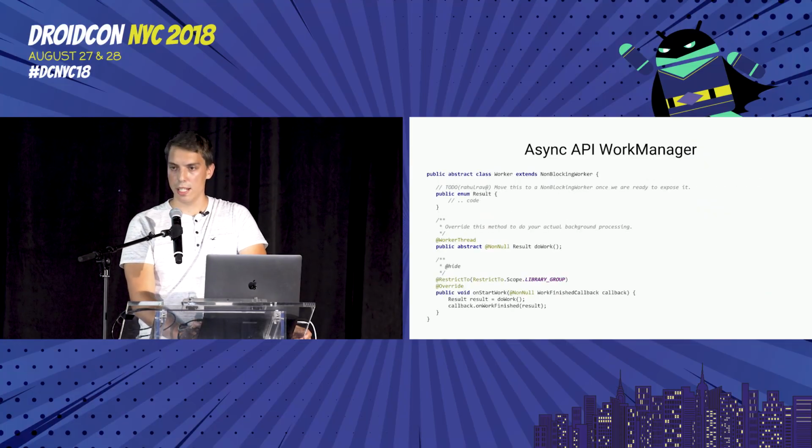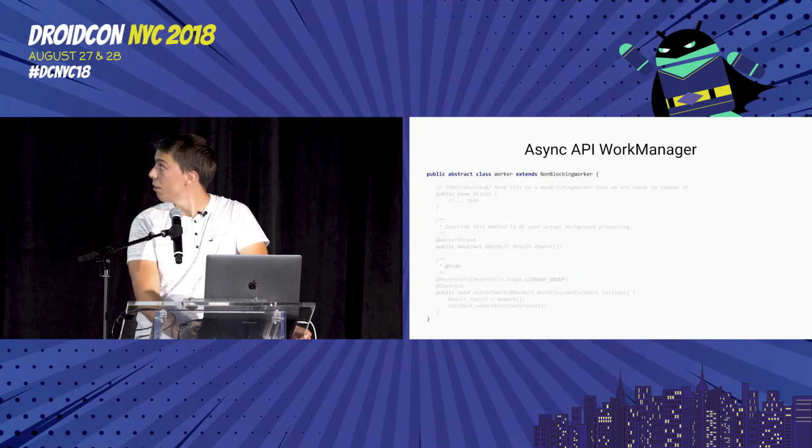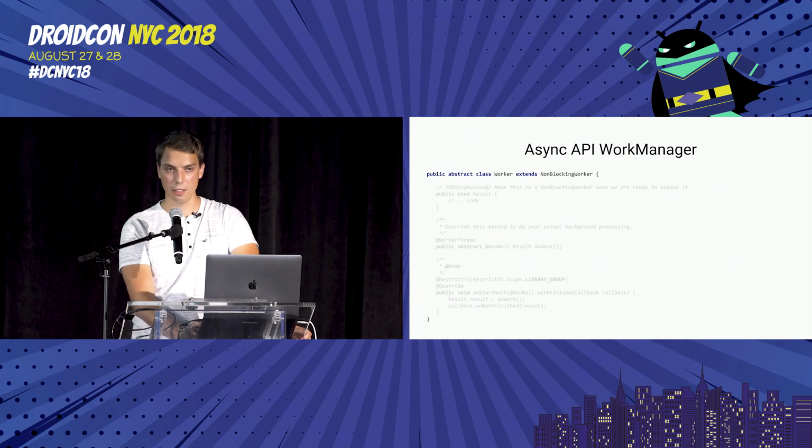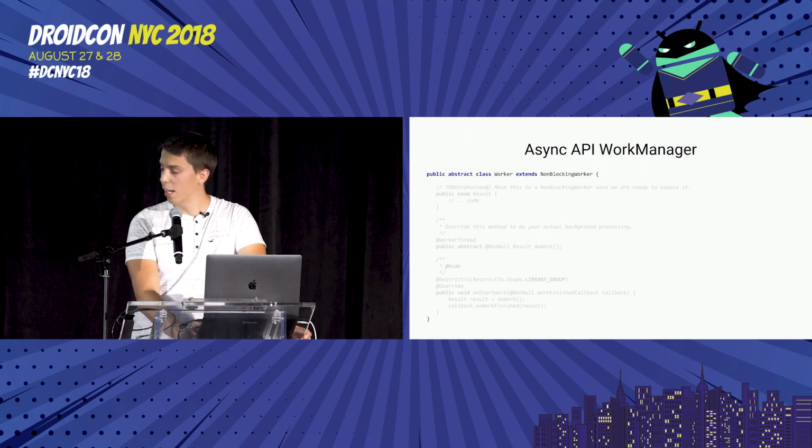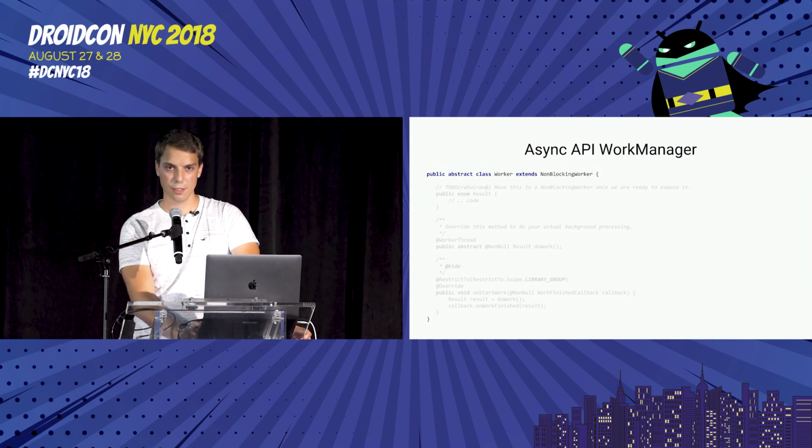Let's have a look at the implementation of Worker, and there we can see that it's actually already using this asynchronous API. Like I said, Worker is extending NonBlockingWorker. And you find some interesting stuff in the source code.